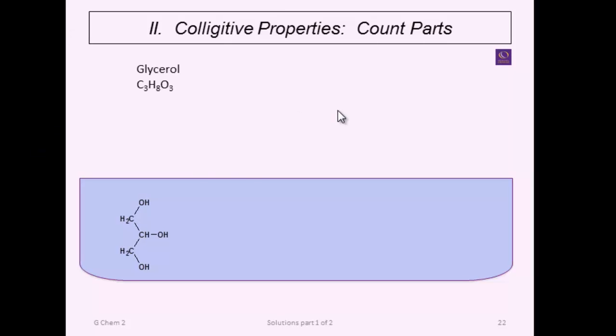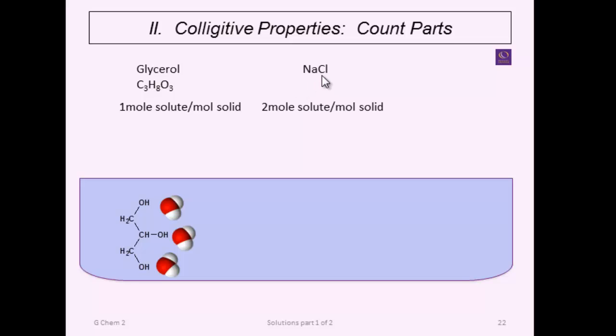So we're going to take the example of glycerol, and here's the structure. You can see it has a lot of hydrogen bonding in there. There is 1 mole of solute for every mole of solid you dissolve in water. So 1 mole of glycerol gives you a 1 molar solution roughly. And the water hydrogen bonds to it. But when you dissolve sodium chloride, it has 2 moles of solute per mole of solid, because the sodium chloride breaks up and you get a sodium ion and a chloride ion.